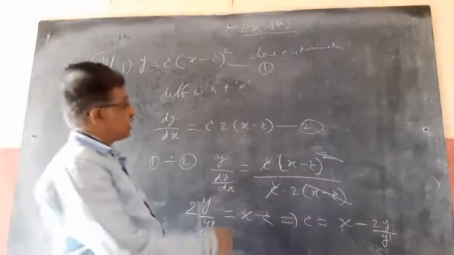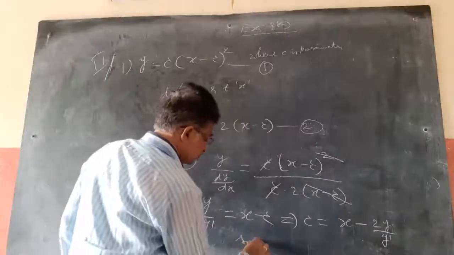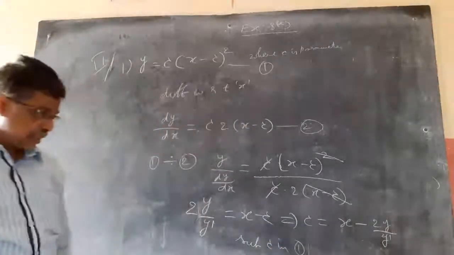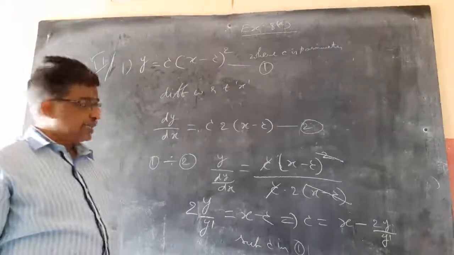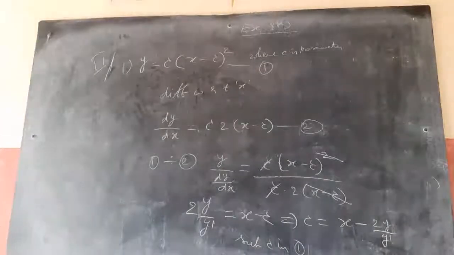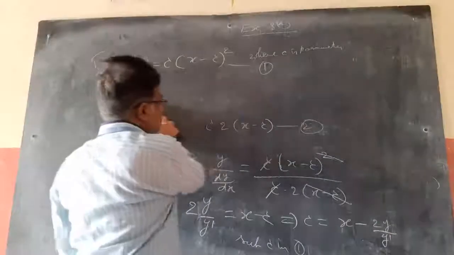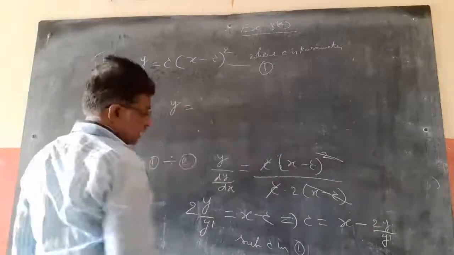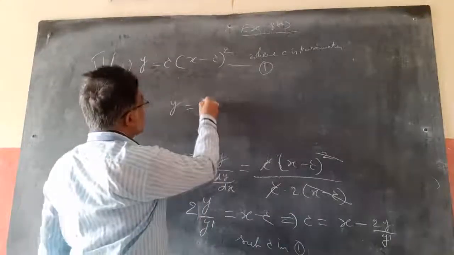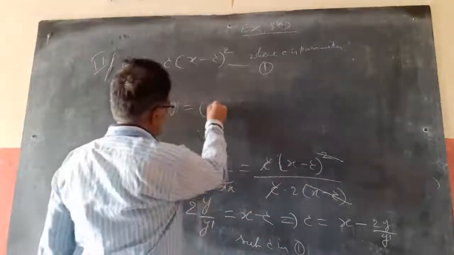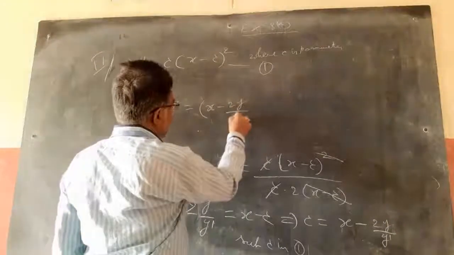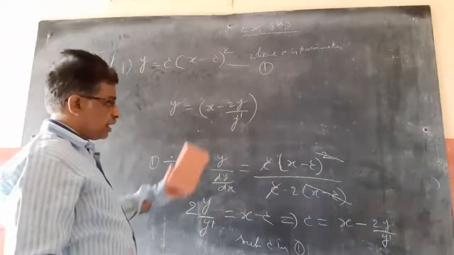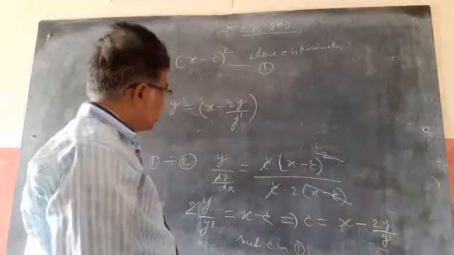Substituting c in 1, then c will be eliminated. How do I substitute? Substituting c in 1 means y is equal to, instead of c, I can write x minus 2y by y dash. If I want, I can take y dash as LCM.